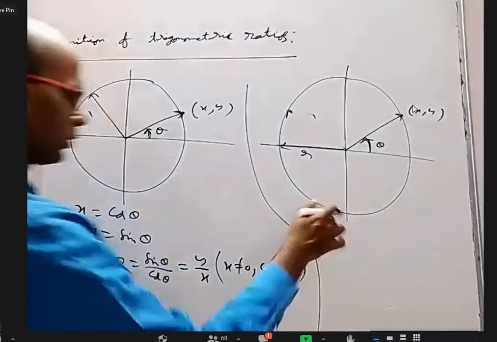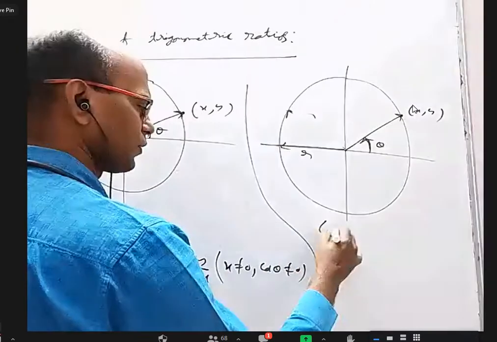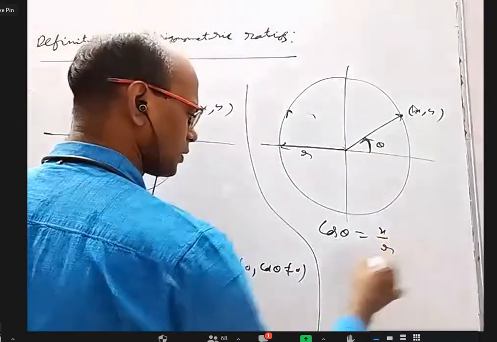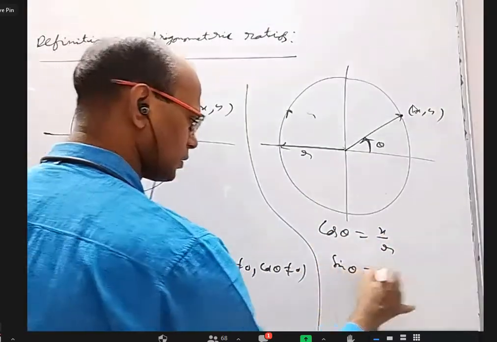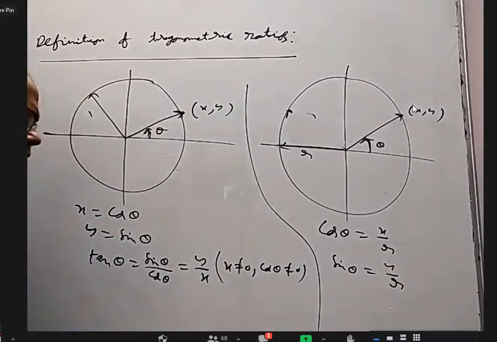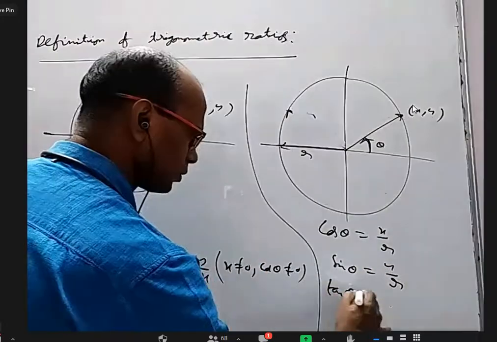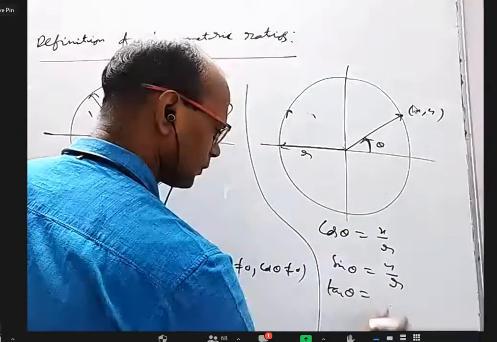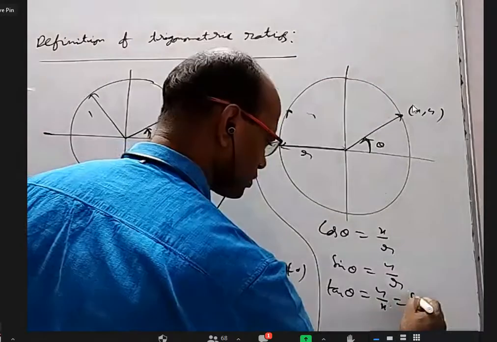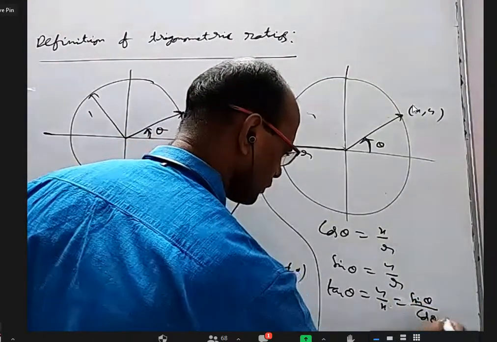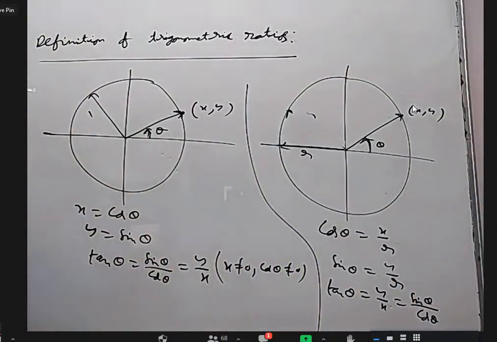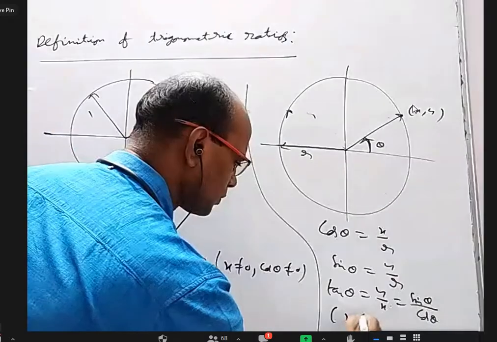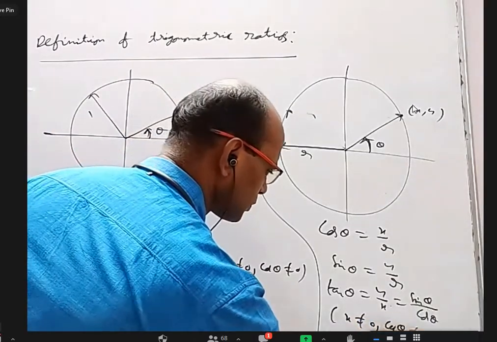If you take some radius r, then cos theta is defined as x by r, and sin theta is y by r. So x is equal to r cos theta and y is equal to r sin theta, and tan theta you can again write as y by x or sin theta by cos theta. Same condition that x should not be 0 or cos theta should not be 0.